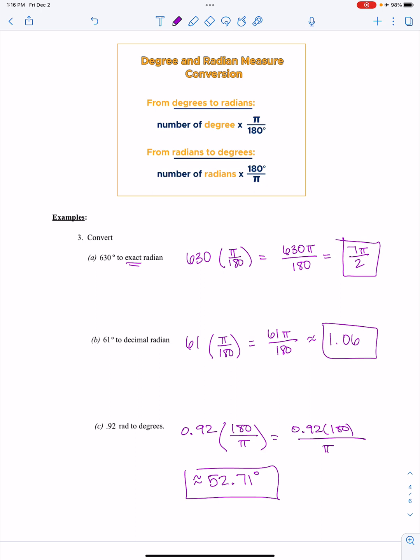Being able to go back and forth from radians to degrees is a very helpful thing, especially in this pre-calculus course. I highly recommend writing these down, doing some practice problems, and getting used to going back and forth between the two, getting comfortable with the terms degrees and radians.